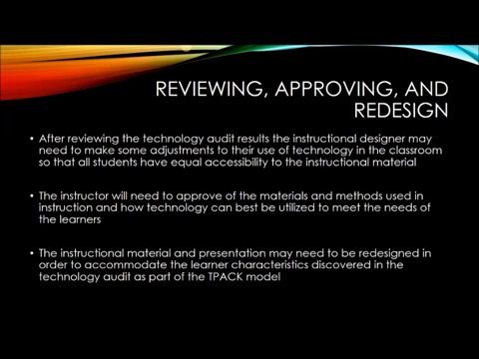I had to approve of the changes that I needed to make and assess if I thought the changed approach would work at all. I needed to find out how technology could best be utilized to meet the needs of my learners. The way that I presented instructional material had to be redesigned to accommodate the learner characteristics that I discovered in the technology audit I implemented while following the TPACK model.